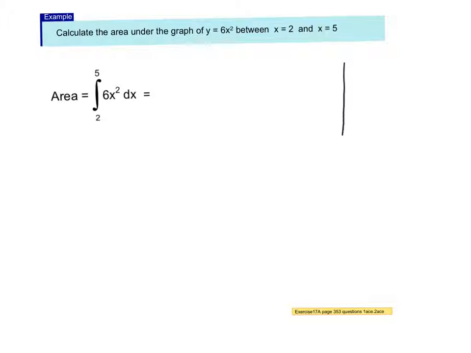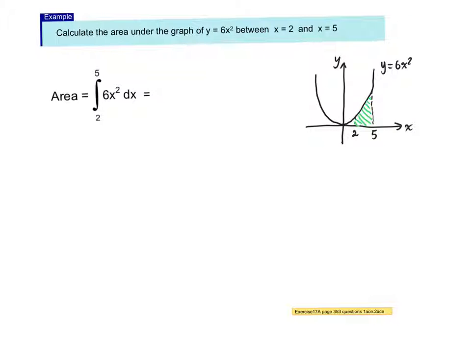The graph is fairly straightforward. The graph of y equals 6x squared is just a parabola. And we are interested in finding out the area between the limits of x equals 5 and x equals 2. So we are trying to figure out what this area here is. That's what we are trying to calculate.